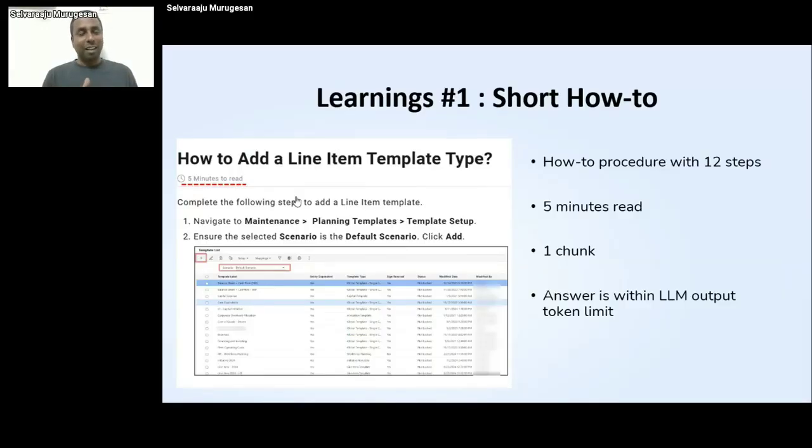Now, given that large language models are expanding the token limits, which is good, what I'm trying to convey to you is that you've got to be mindful of the limitations of the large language model you're using, especially in terms of the output tokens.